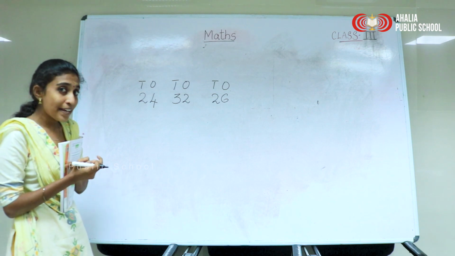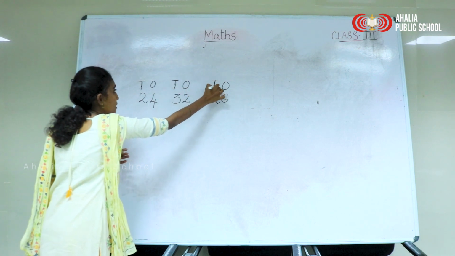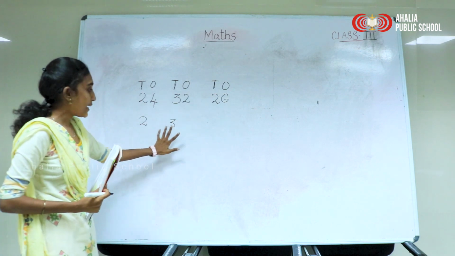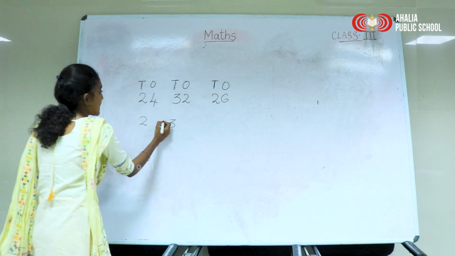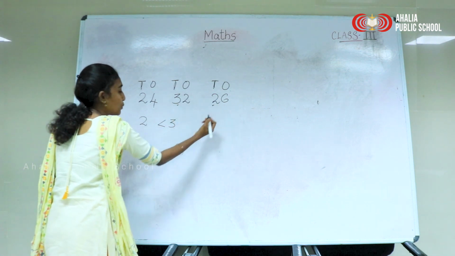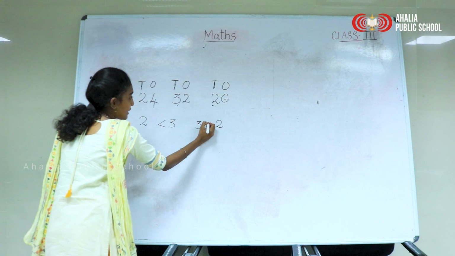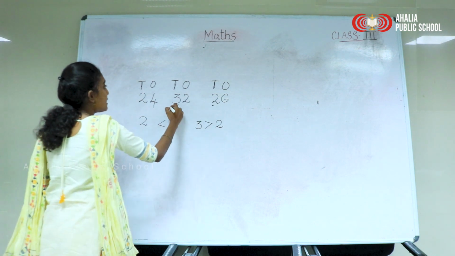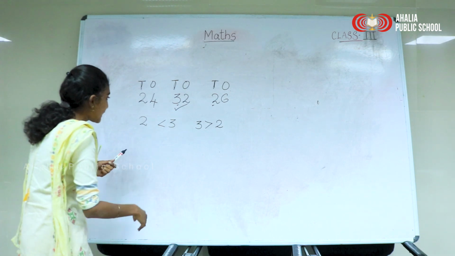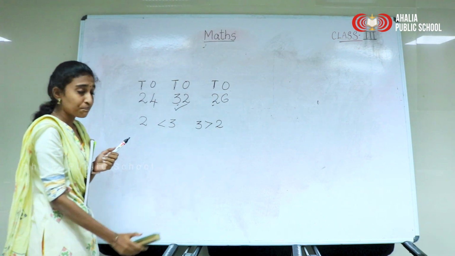So first we have to compare what? We have to compare the tens place numbers. That is 2 and 3. First we will compare these two numbers. 2 and 3. So which is the greatest? Yes, 3 is the greatest number. And then we will compare 3 and 2. So which is greater here? 3 again. So we understood that this number is the greatest one. So to find the greatest number, we have to compare what? The place values.